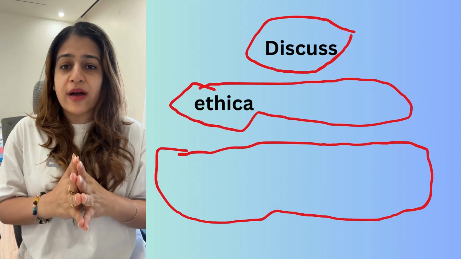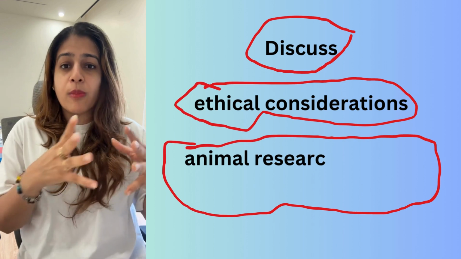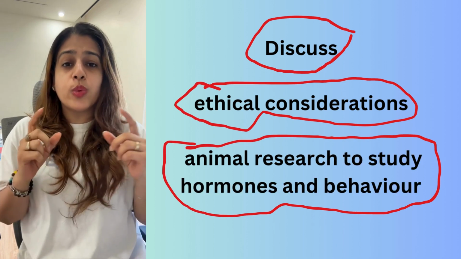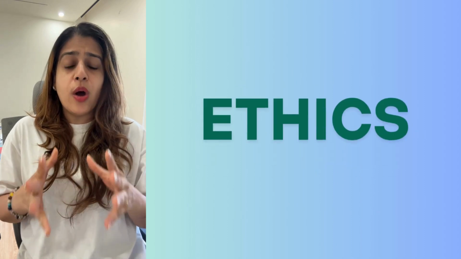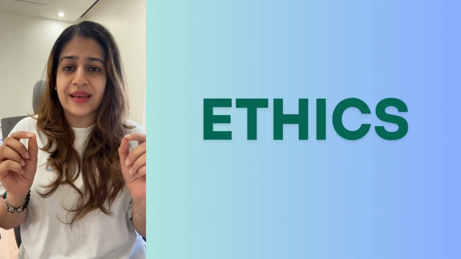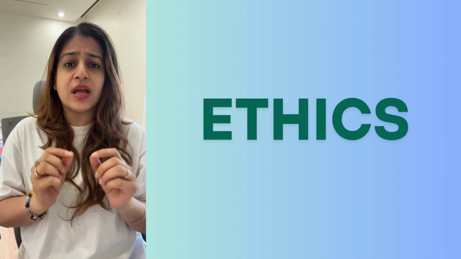Okay, so that means you have to take an animal study from the hormones and behavior topic, which comes under the biological approach. So what you have to do with this study, you have to focus on its ethics. So focus on the ethics of the studies that you will be mentioning in your ERQ.